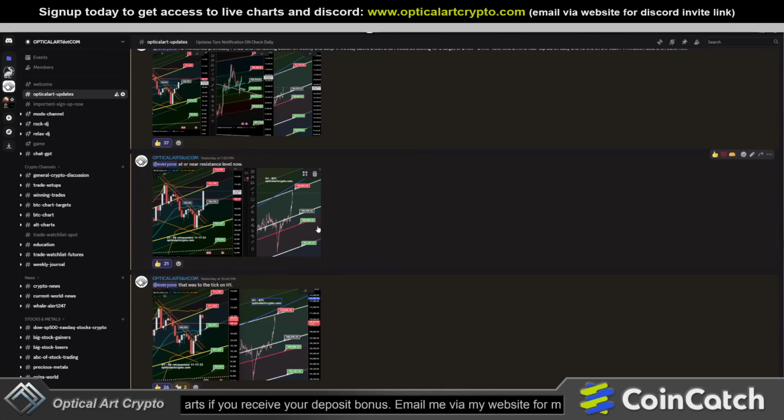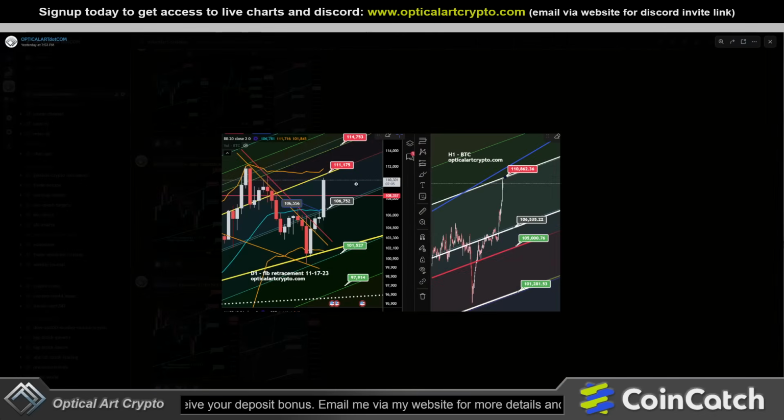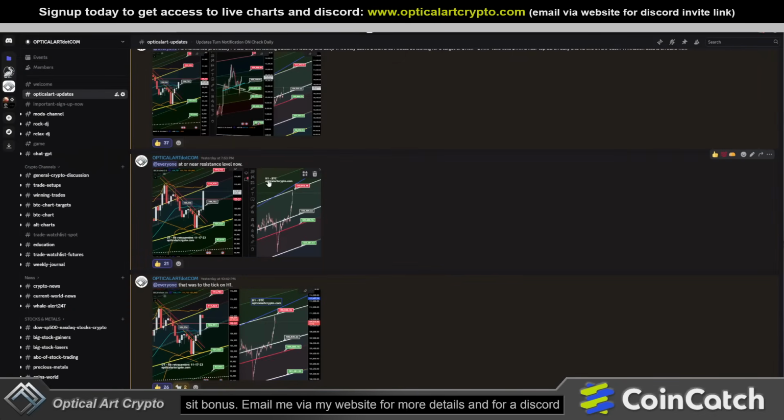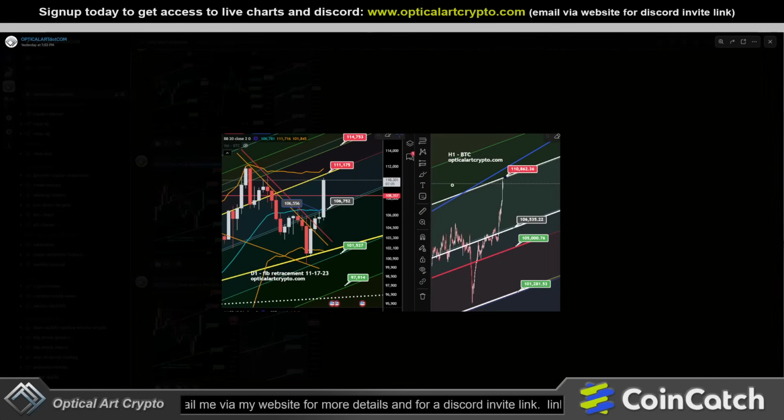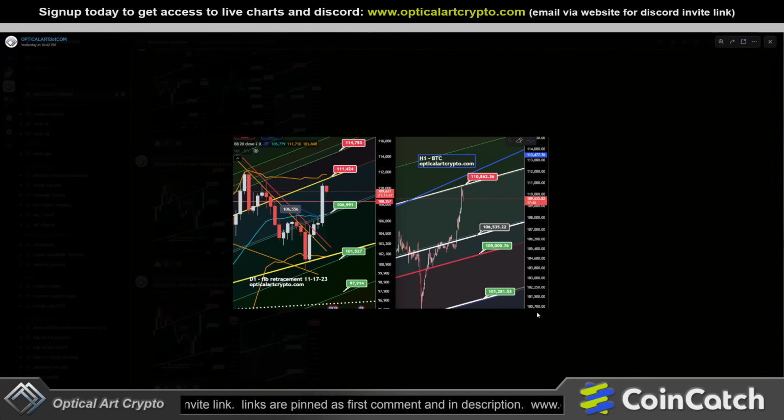As I mentioned in Discord, you can see right here, let me zoom out a bit. It says at or near resistance level now. You can see, and we hit it. So I tell you guys where the points are. 110,800, right below this major resistance level. You can see we got rejected and we started coming down.